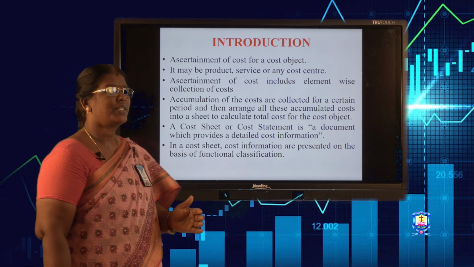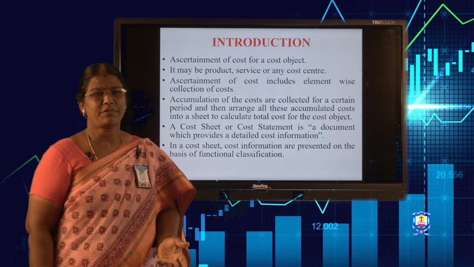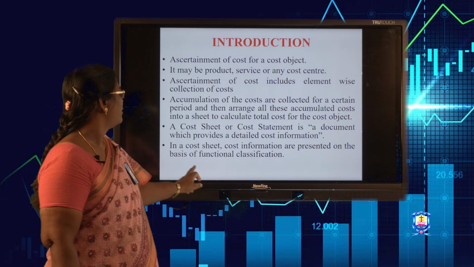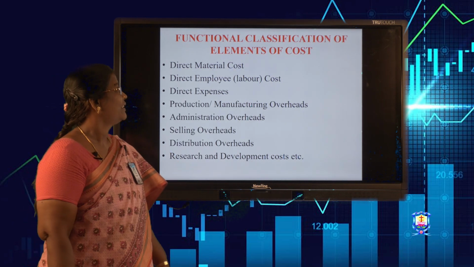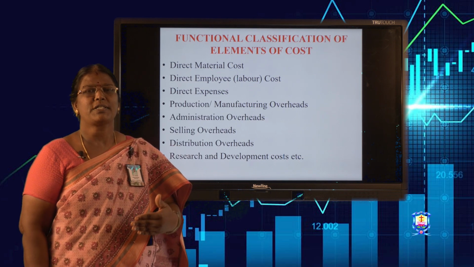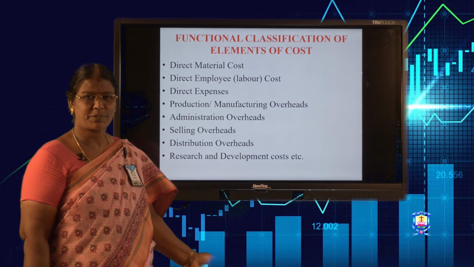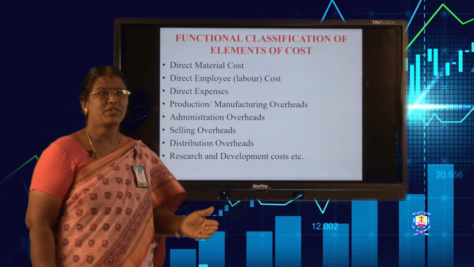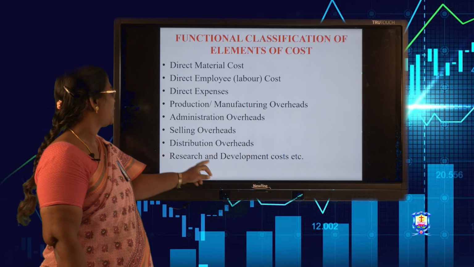Here cost sheet is nothing but a document which provides detailed cost information. In a cost sheet, costs are presented on the basis of functional classification. Let us see about the functional classifications or elements of cost. The elements of cost are first direct material cost, direct employee or labor cost, and then direct expenses. After that it is classified into overheads. Those overheads are production or manufacturing overheads, administration overheads, selling and distribution overheads, and research and development cost, etc.